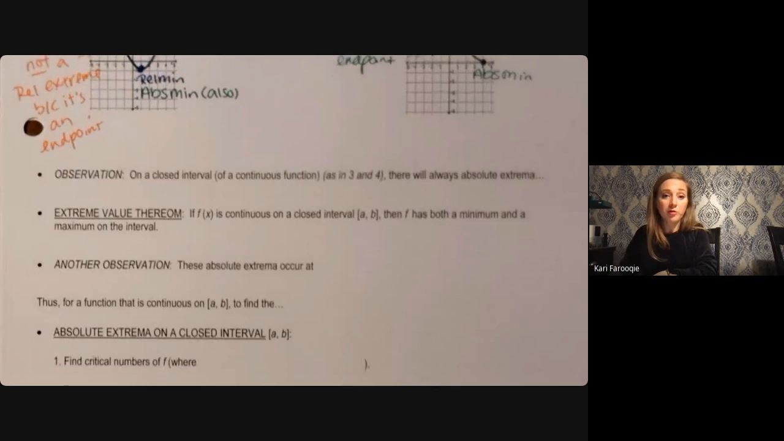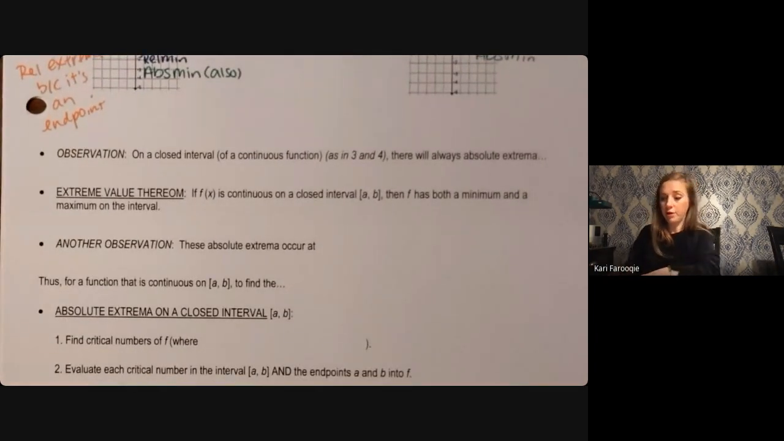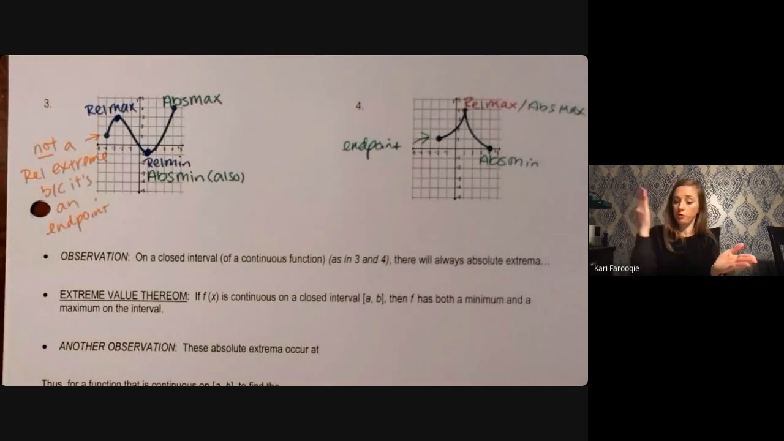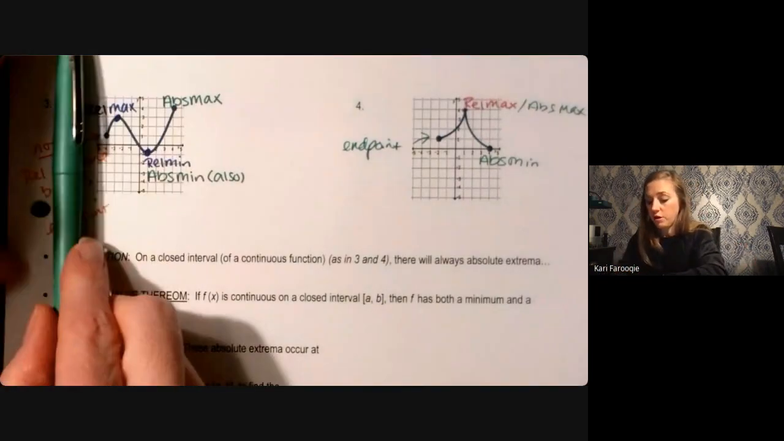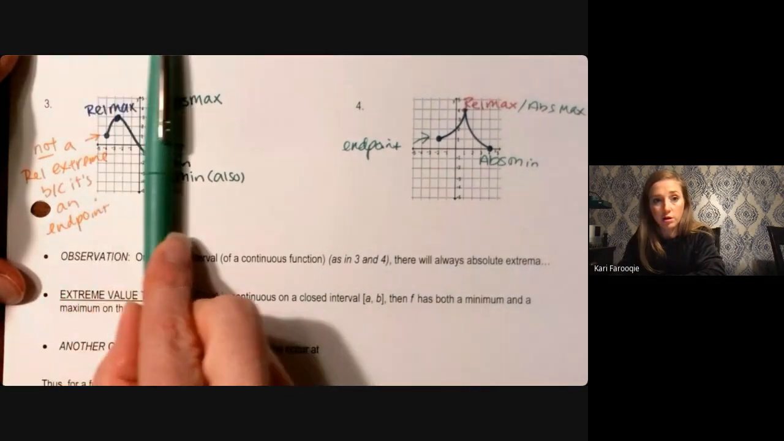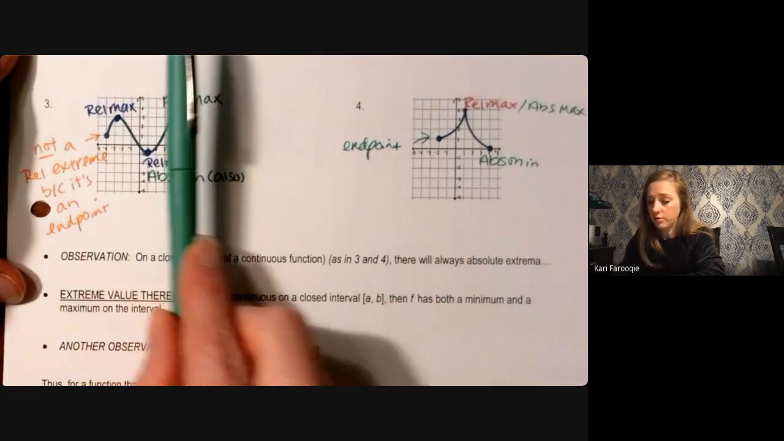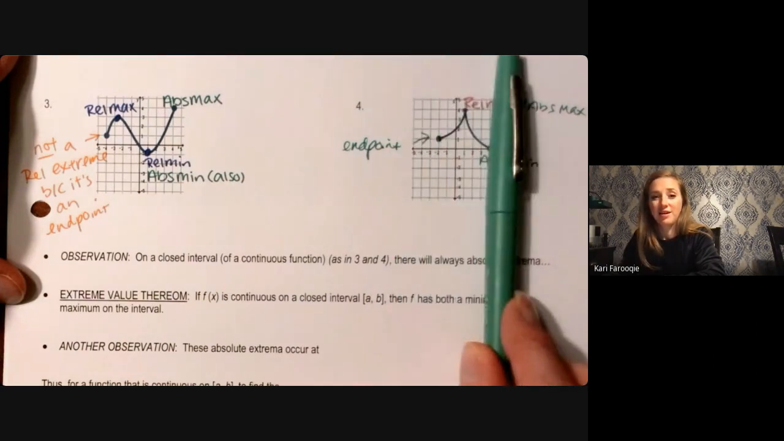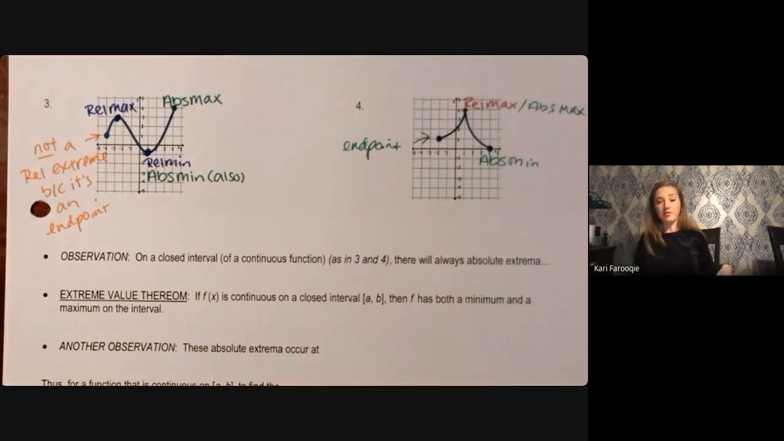On a closed interval of a continuous function, now a closed interval, if you'll remember, just means that we're cutting off the endpoints. If I'm talking about a closed interval of a function, I'm saying my function goes from A to B, and we're thinking about that on the x-axis. So that means that we have a clear starting point and a clear ending point. And same idea with 4. Starting point, ending point. So that this is a closed interval. There will always be absolute extreme.